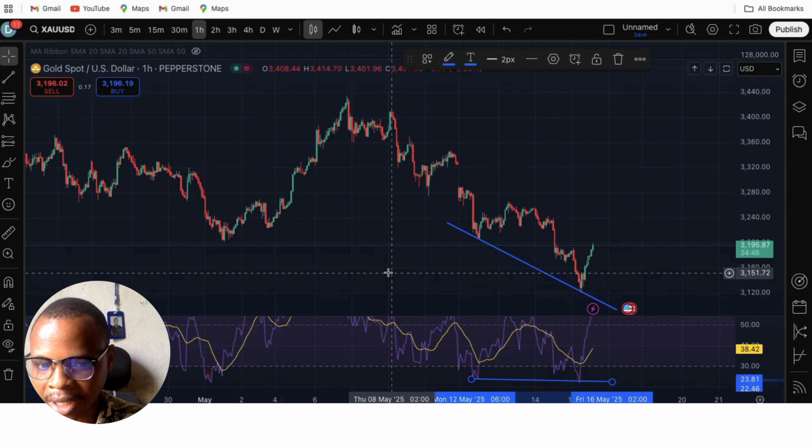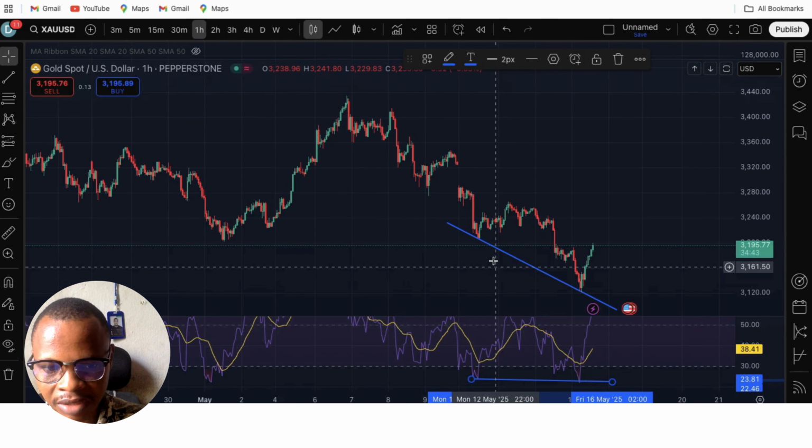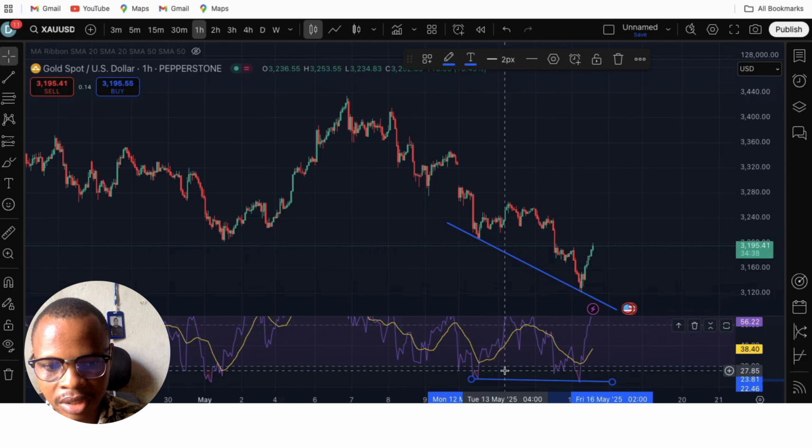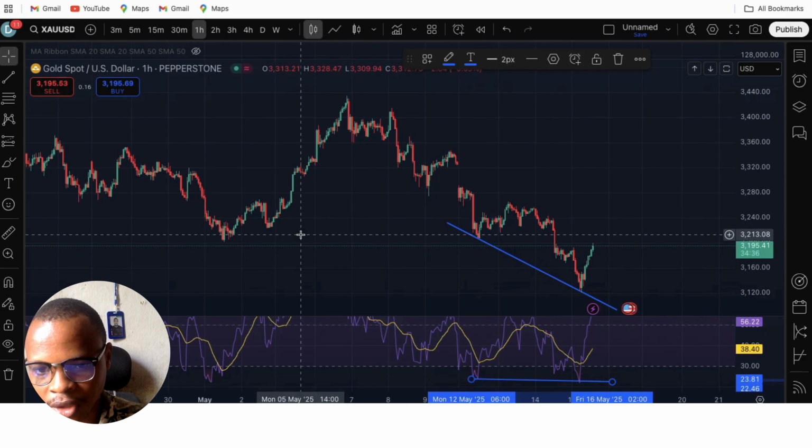What do you see here? You see an RSI divergence. Ideally, RSI is supposed to be going down together with the chart, but here the chart is going down while the RSI is maintaining an equal low, showing an RSI divergence.